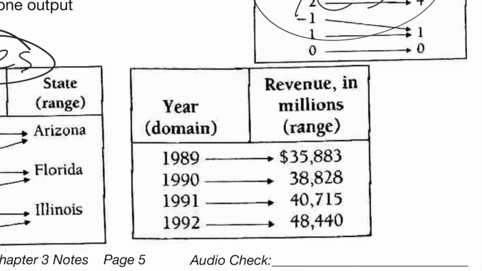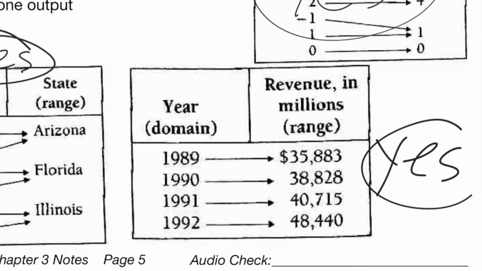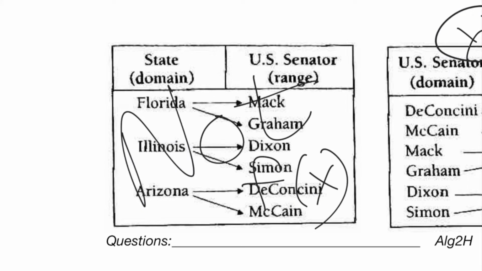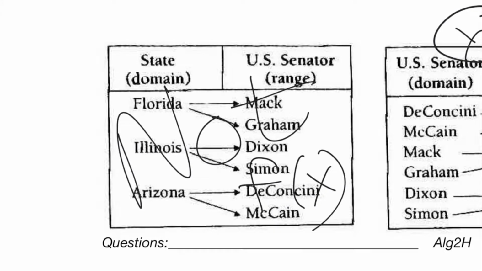I'll give you the year. You give me the revenue in millions. Actually, it's just going to be like 40 billion. So, 1992, right, 48 billion. 1989, 35.8 billion. So, yeah, you get the idea. This is a function because every input has only one output. I was able to eliminate the senator example as a function because an input had more than one output. If just one input has more than one output, then the whole thing is not a function.